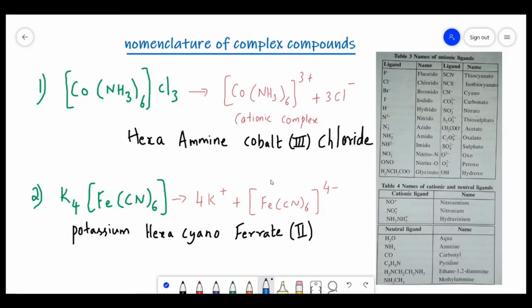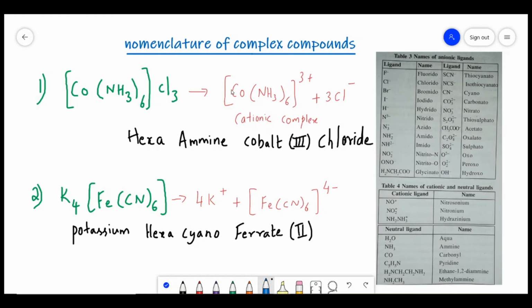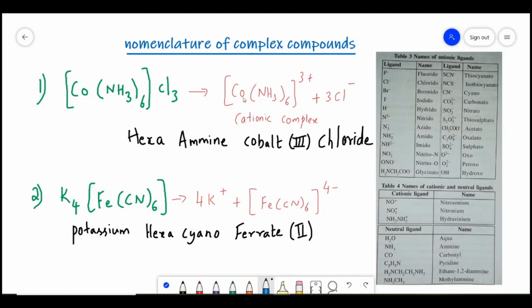If the iron is present in a cationic complex, then we can write it directly as iron. Many students get confused whether to write cobalt or cobaltate. That is why we first have to ionize the complex. This ionization is only to know whether we have to write cobalt or cobaltate. If it is a cationic complex, you can directly write cobalt. And if the cobalt is present in an anionic complex, then we have to write it as cobaltate.